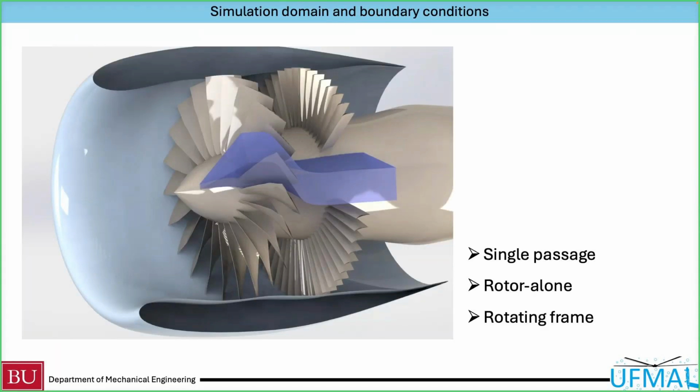In this rendered image, the shaded area is the simulation domain. We assume that the inlet inflow is axisymmetric, so we only simulate one single passage, and the stator is not included in the simulation, as in our project we're mostly interested in the time-averaged wake flow and turbulence quantities upstream of the stator. So in summary, it's a single passage rotor alone simulation, and the domain is simulated in a rotating frame.